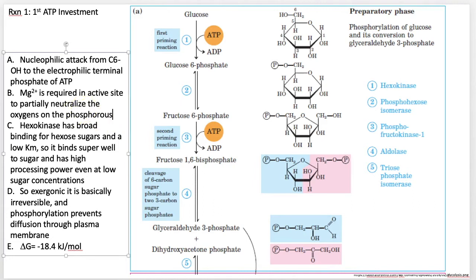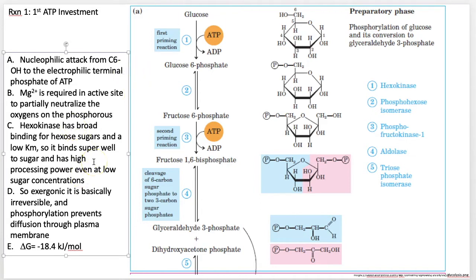Now we need to talk about this. We're actually gonna spend a lot of time talking about this because we have talked about this enzyme, hexokinase, before. Okay, so we're gonna talk about why magnesium is in the active site. Well, that's a good question. Hexokinase in general has really broad binding. So this is hexokinase 1, 2, and 3. Hexokinase 4, which is called glucokinase, is a little bit different. We're going to talk about those differences.